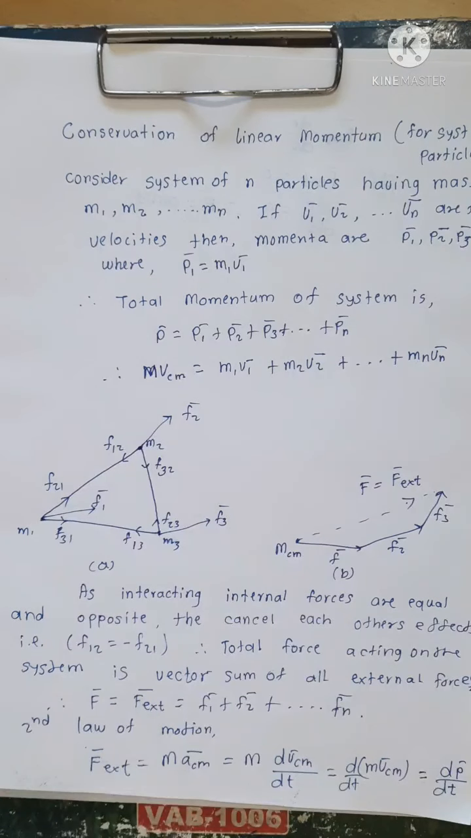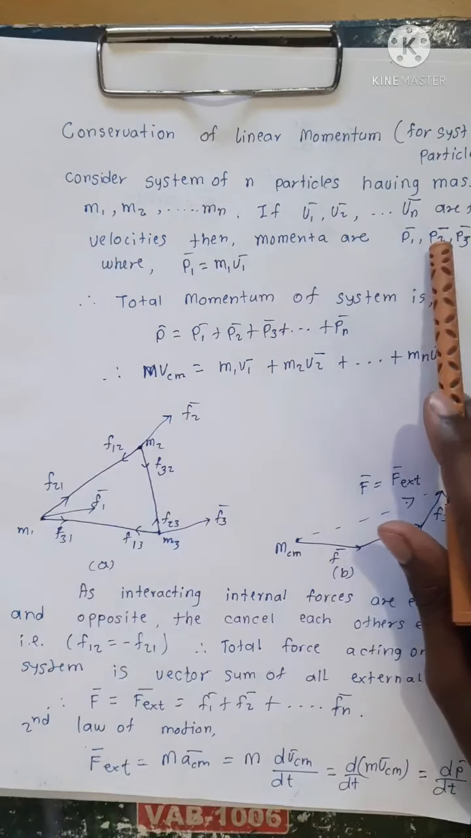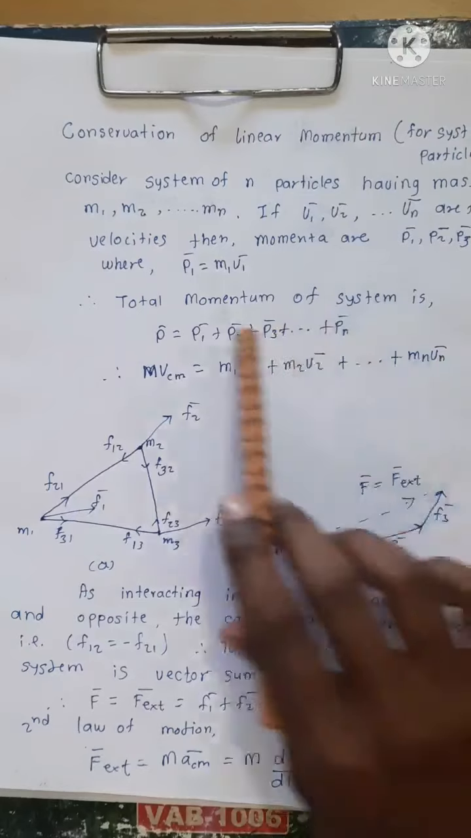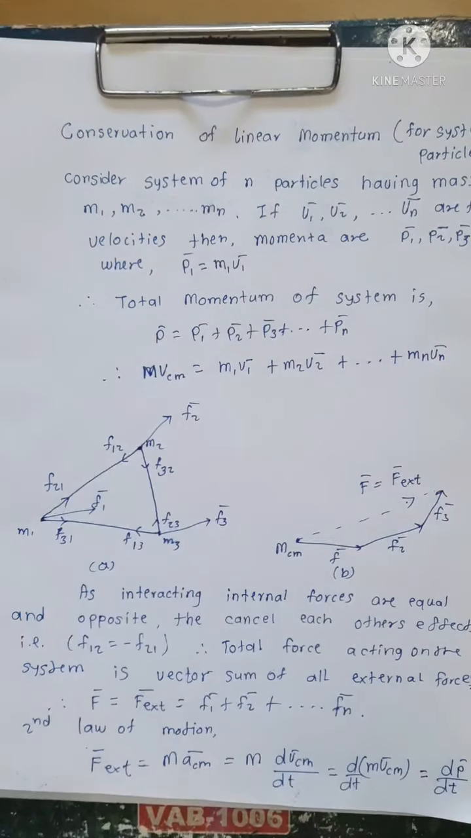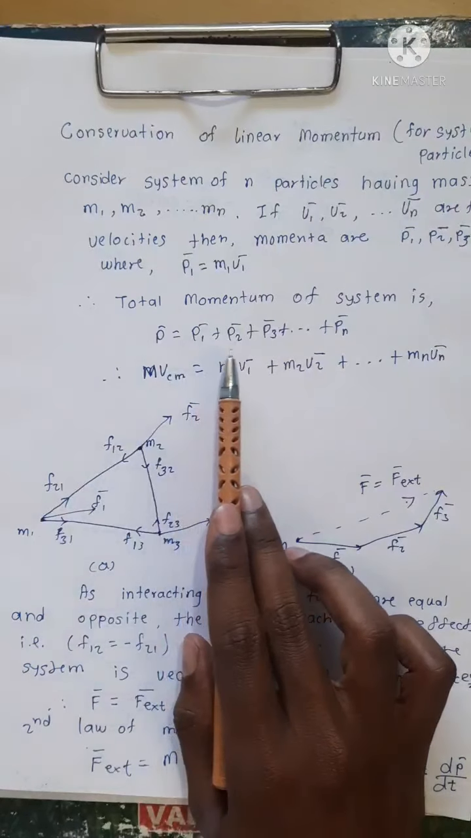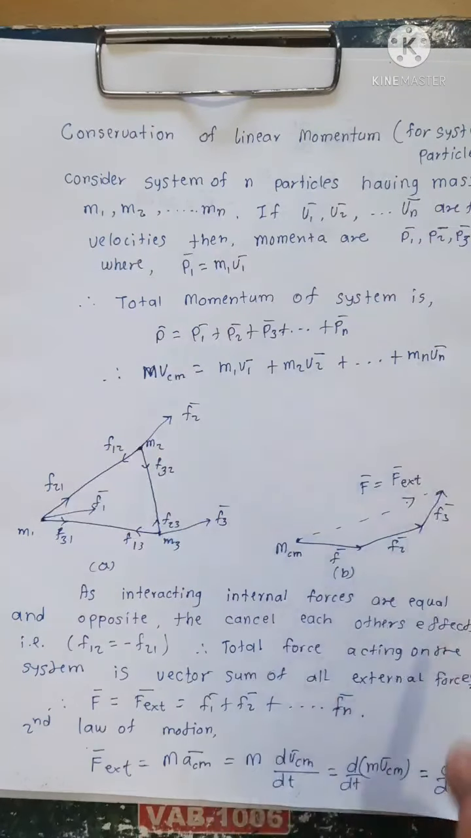Now consider the conservation of linear momentum for a system of particles. Consider n particles having masses m1, m2 up to mn, and velocities v1 up to vn, and hence we can write their linear momenta as p1, p2, p3. We know p1 is the product of m1 and v1, that is mass and velocity. Now we can write the total linear momentum of the system as p bar equal to p1 bar plus p2 bar plus p3 bar up to pn bar.